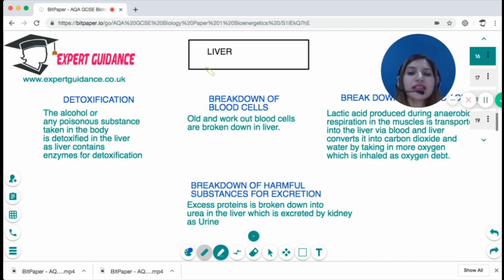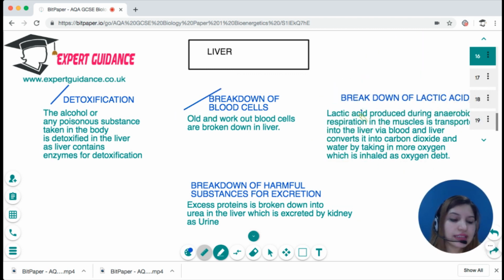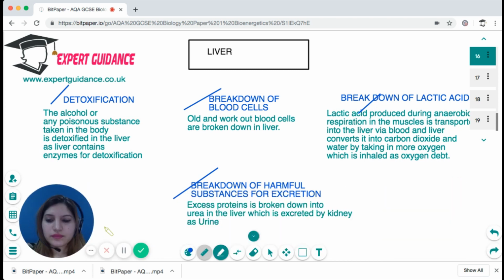Okay, and the last thing we need to do, liver. Why are we studying liver? Because liver is a very important organ involved in metabolism. It is doing a lot of synthesis and breakdown reactions. It is involved in detoxification, breakdown of the blood cells, breakdown of the lactic acid, and the breakdown of harmful substances for excretion.